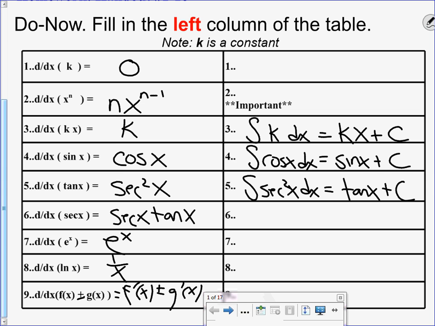Let's see. We said the derivative of secant x equals secant x tan x. I know an integration formula. What's the integration formula I know now? The antiderivative of secant x tan x must equal secant x. Good.